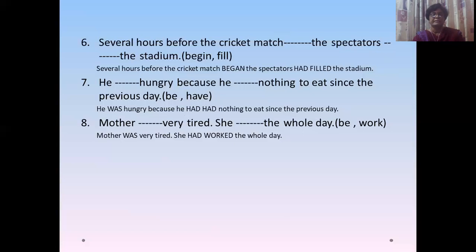Now, number 8 sentence: mother dash very tired. She dash the whole day. We have be and work as verbs in the bracket. The mother was very tired. So in the first blank, we have filled it with past indefinite tense. And in the second one, she had worked the whole day. That is the past perfect tense of the verb.